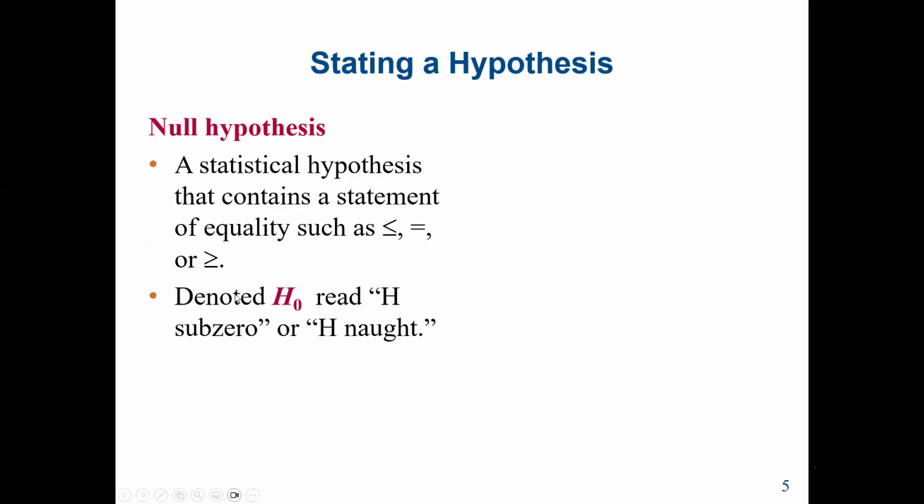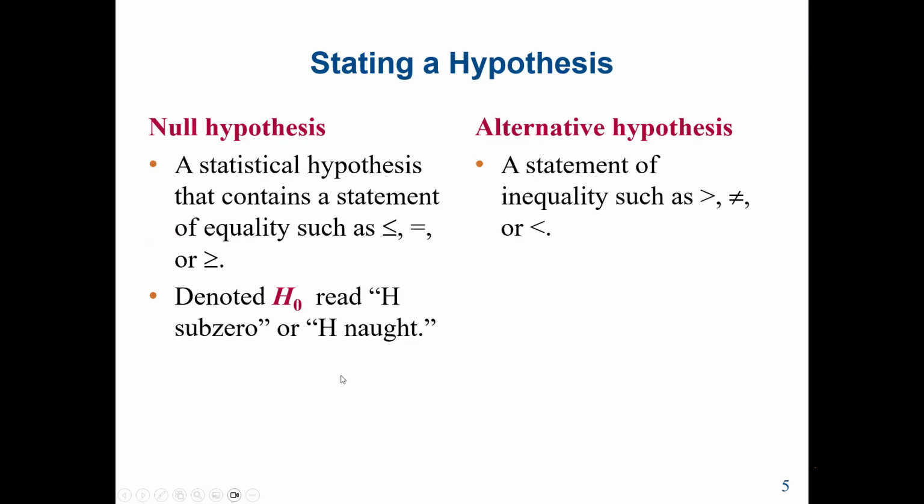Also, we are going to represent it as most textbooks do: H0 will be the null hypothesis. Then the alternative hypothesis always will go against the null. So if it's less than or equal, then it should be greater. If it's equal, then it's not equal. If it's greater than or equal, then it should be lesser. So always go against it.